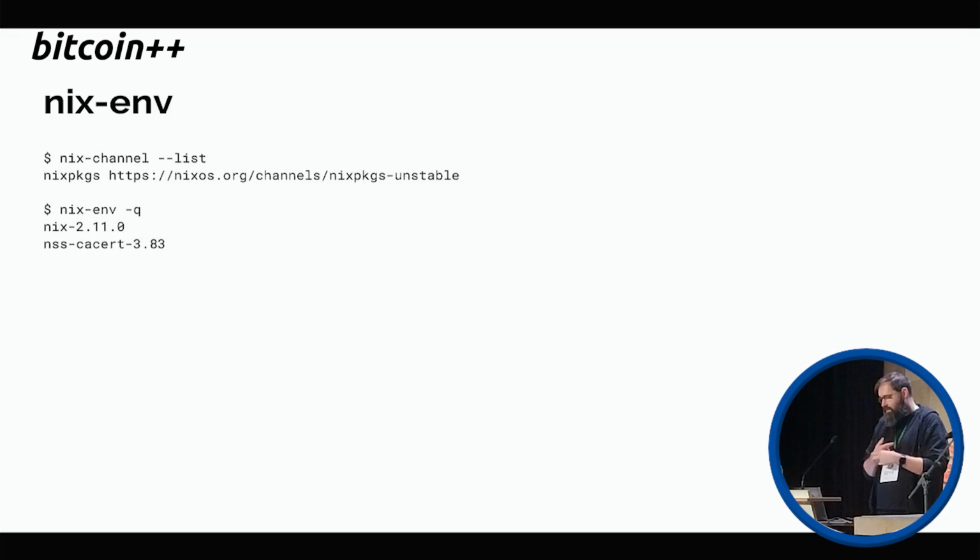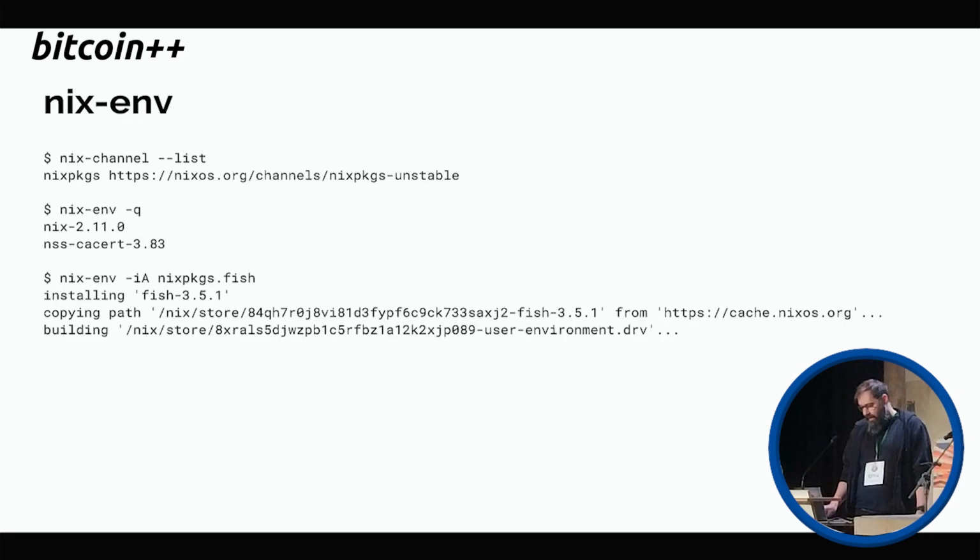In a Nix-enabled system, you also have the nix-env program binary, which, if you run it with the -q option, will list the packages that you have installed, or as Nixpkgs people prefer to call them, derivations. On my system, I have Nix and nss-cacert, which is a dependency containing certificates. And I can install a new package by calling nix-env -iA nixpkgs.fish. That says, hey, from the nixpkgs channel, install this fish package.